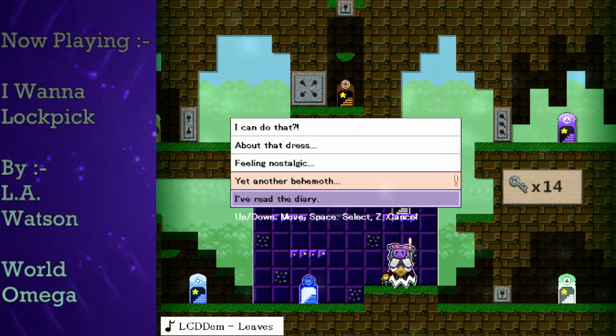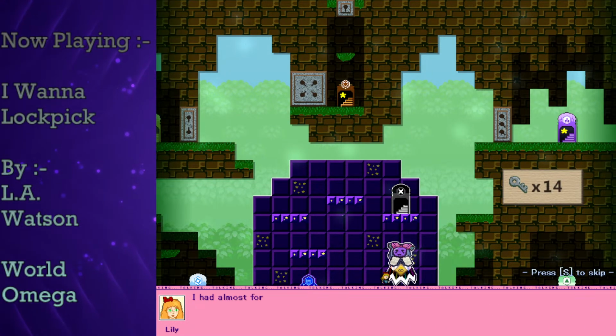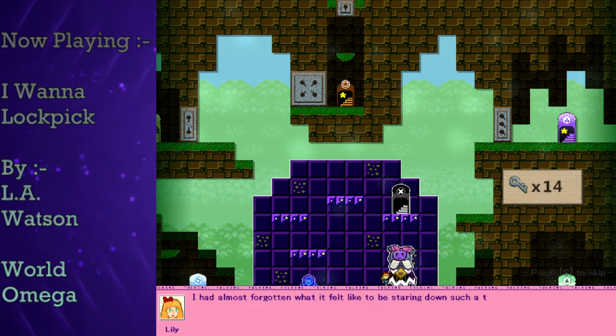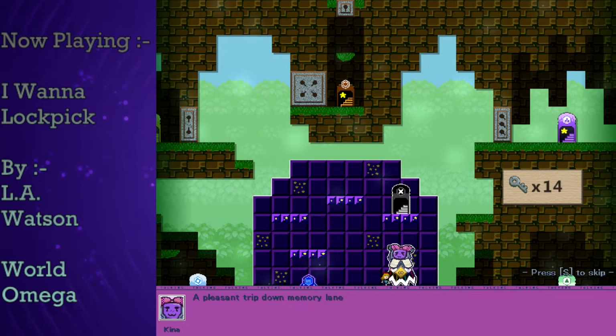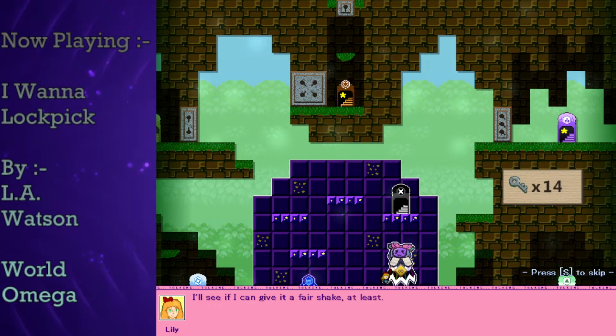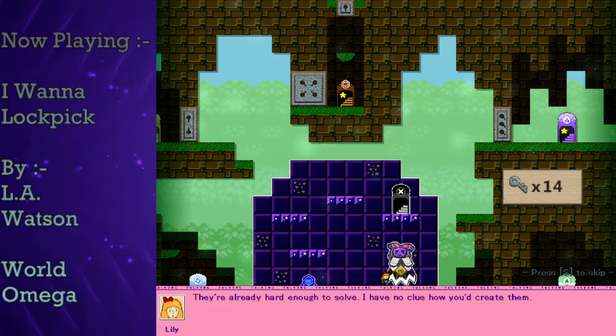Yet another behemoth. Well now, I had almost forgotten what it felt like to be staring down such a titanic puzzle. I haven't even seen it. I'm so scared. A pleasant trip down memory lane. I'll see if I can give it a fair shake at least. Although I am curious. How do you go about designing these things anyways? They're already hard enough to solve. I have no clue how you'd create them.